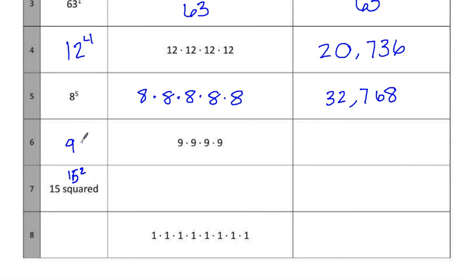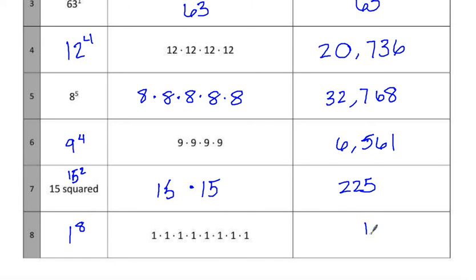This one here is going to be 9 to the 4th because there's 4 9s. When you multiply all those together, you get 6,561. 15 squared is going to be 15 times 15, which equals 225. And this one here is going to be 1 because I'm multiplying 1 together, and there's 8 of them, so it's 1 to the 8th, and 1 times itself 8 times is just 1.